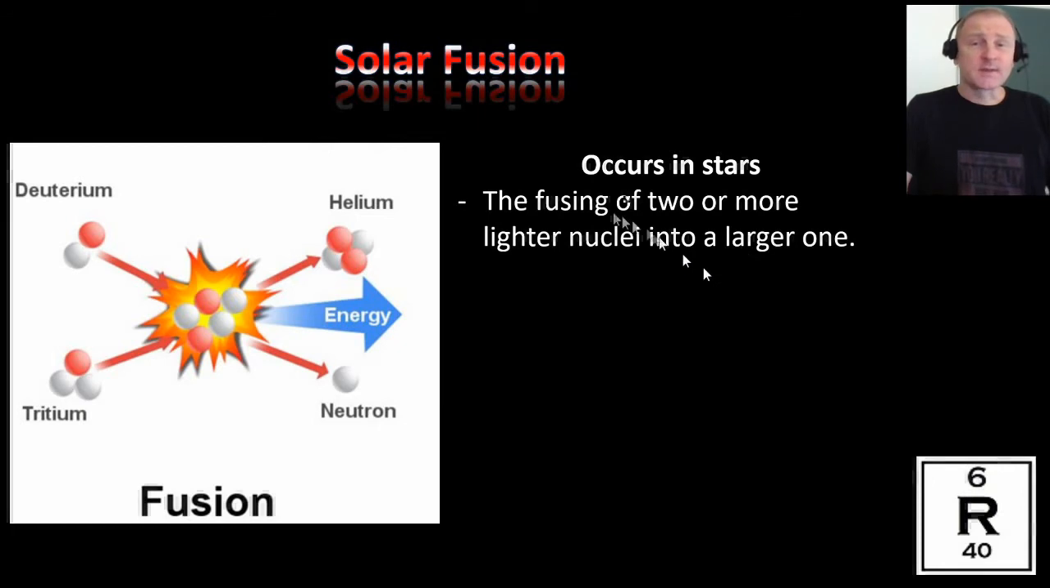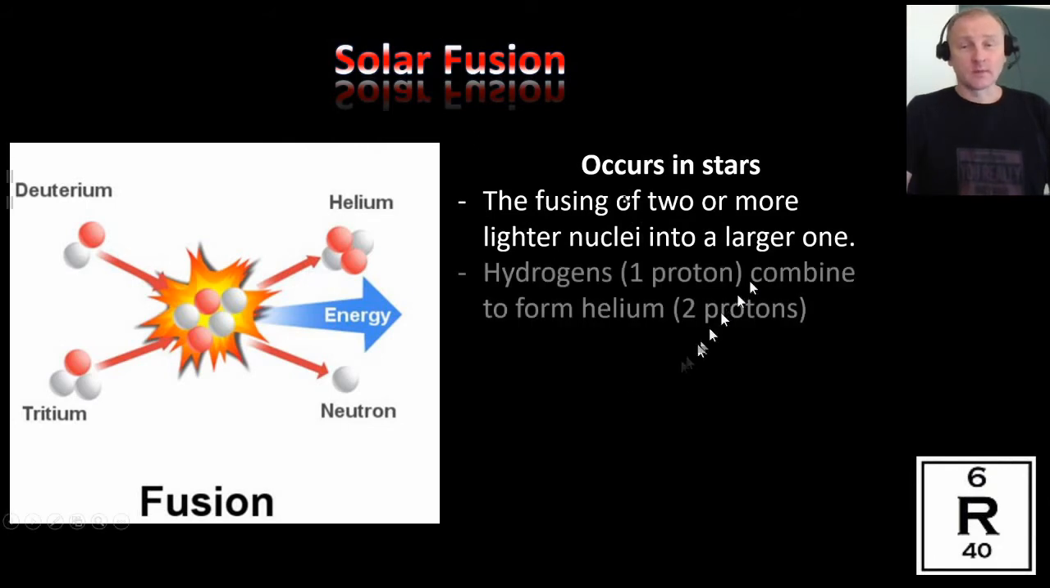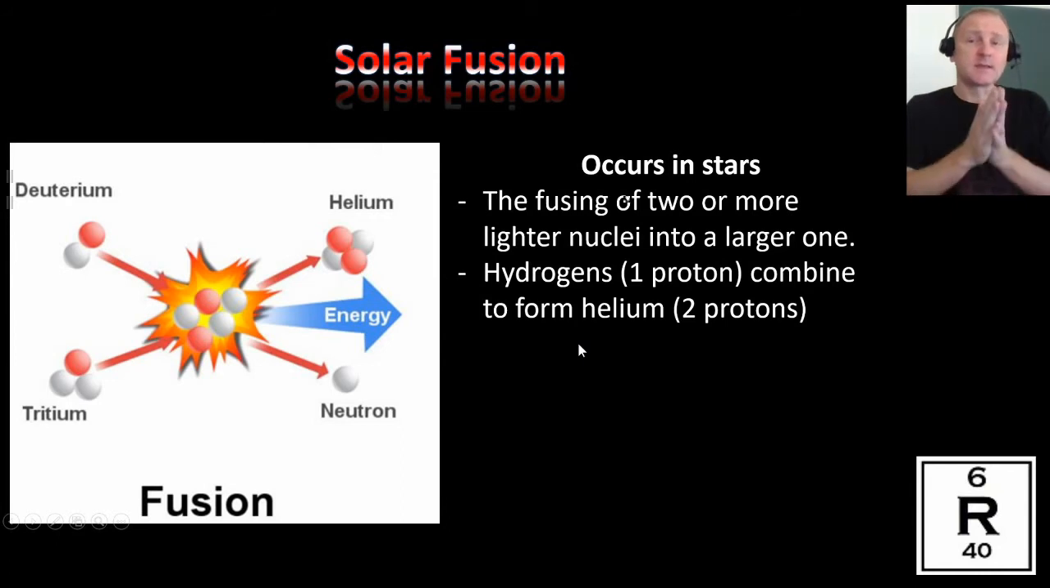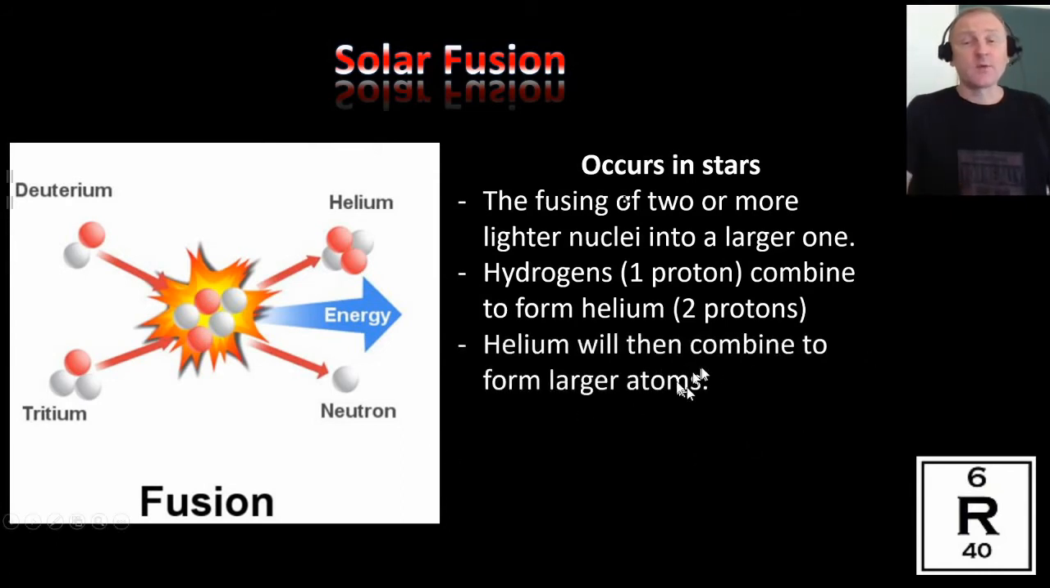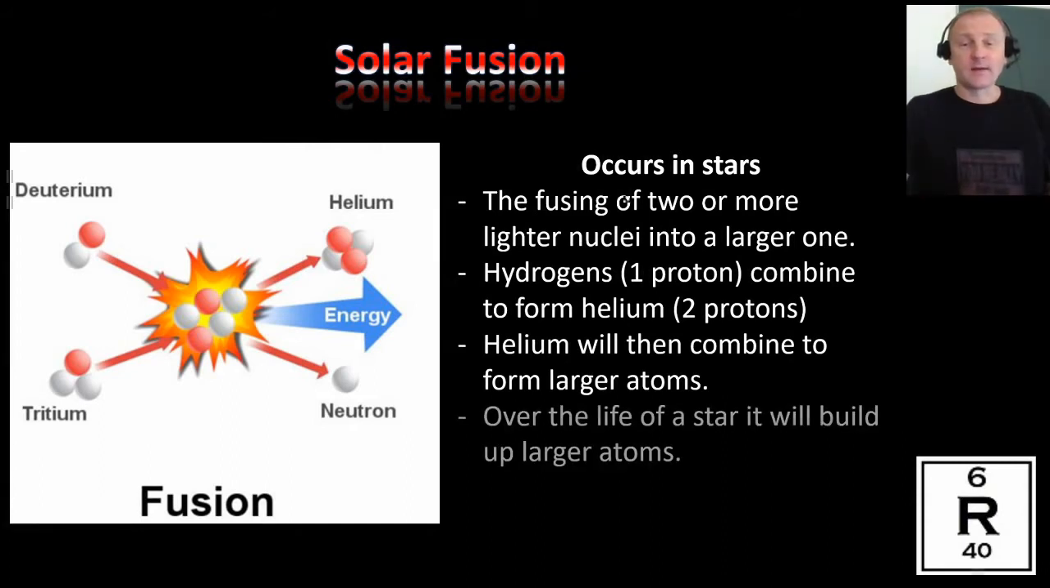The energy produced by stars is solar fusion. It's the fusing of two or more lighter nuclei into a larger one. Hydrogen, which is one proton, combines to form helium, which is two protons. This is called fusion, smaller things making something larger. Helium will then combine to form larger atoms, and over the life of a star, it will build up to larger and larger atoms. This process, nuclear fusion, releases a lot of heat and energy.